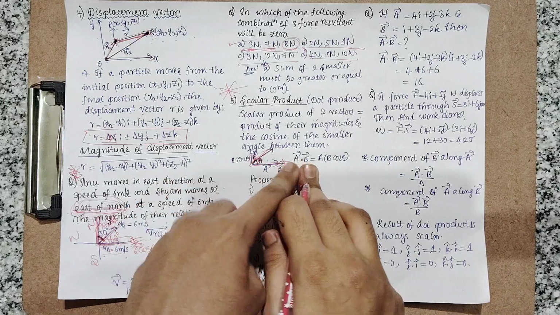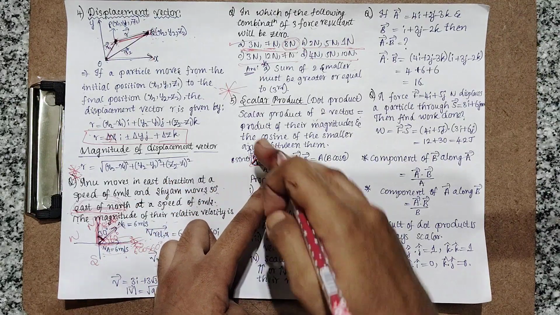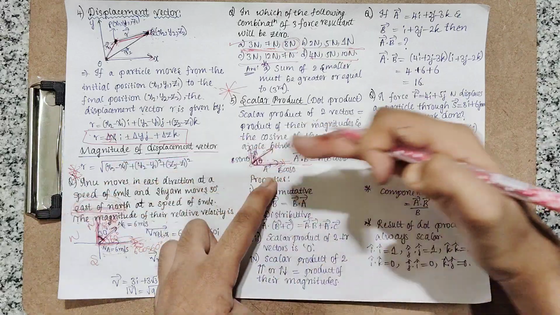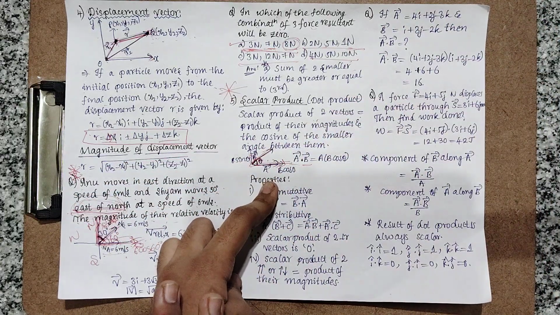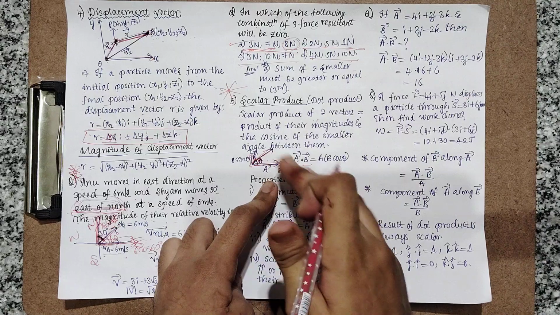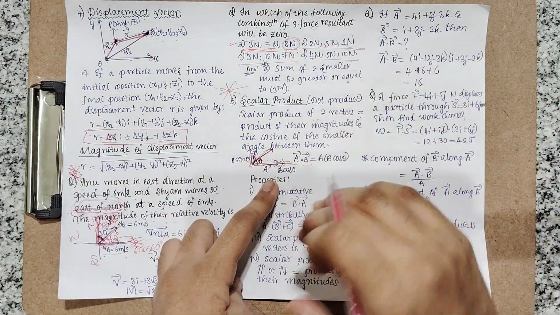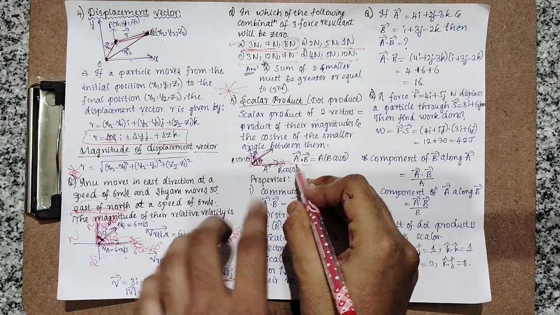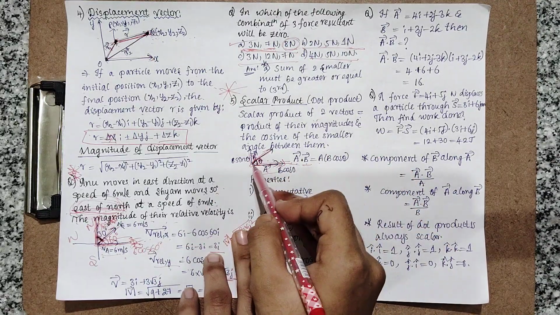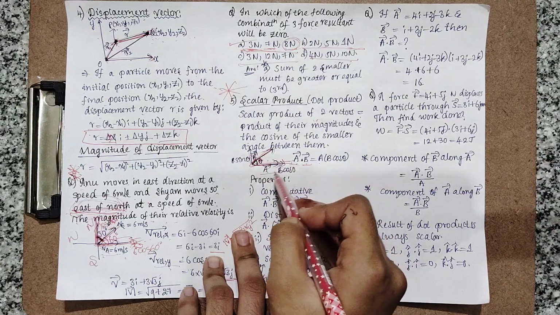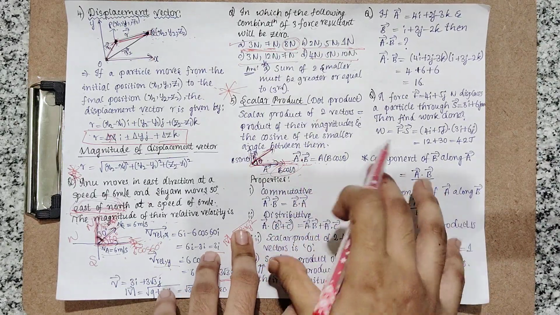So A bar dot B bar is equal to the component of A bar into the component of B bar along the direction of A bar. Once again, I repeat: component of A bar into component of B bar along the direction of A bar, that is A bar dot B bar, which is equal to A into the component of B bar along the direction of A bar, which is B cos theta. So A bar dot B bar is equal to AB cos theta.